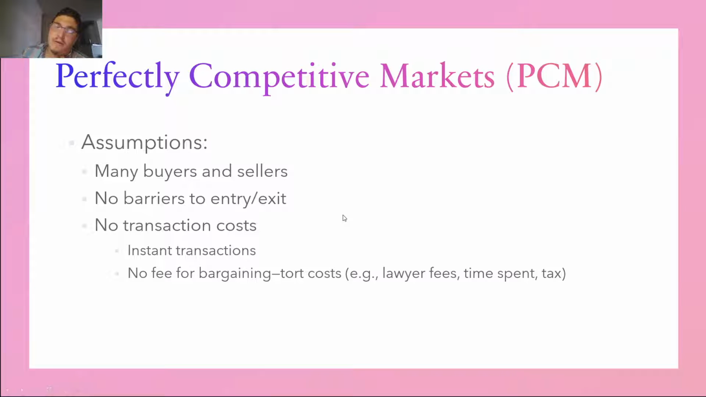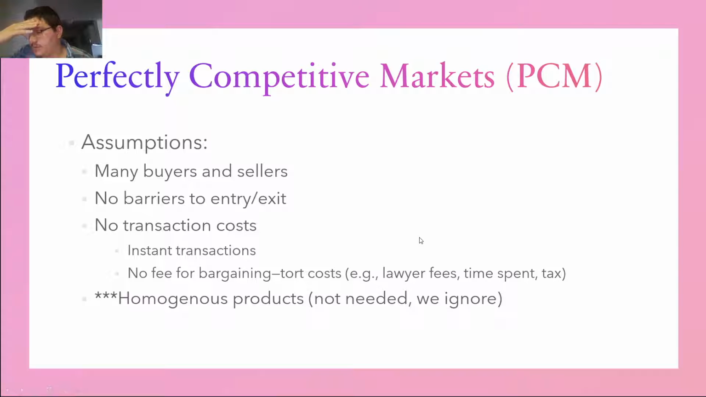And a very big one is that there's no fee for bargaining. There's no what we call tort costs, which are basically paying lawyers lots and lots of money. So lawyer fees is tort cost formally. I guess time spent and tax shouldn't be in this because they're not technically tort costs. But tort cost is the biggest fee for bargaining typically.